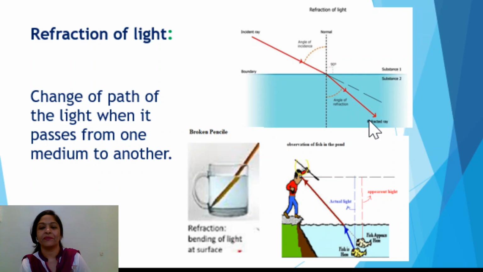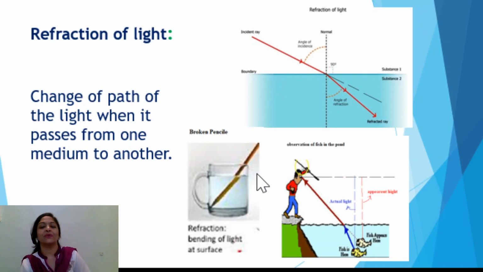its path. Now the change of path depends upon the density of the medium also. So when it is coming from the rarer medium to denser medium, then it changes its path and comes near to the normal. It comes towards the normal, and when it passes from denser medium to rarer medium, that time it goes away from the normal. In either case, there is a change of path of light.